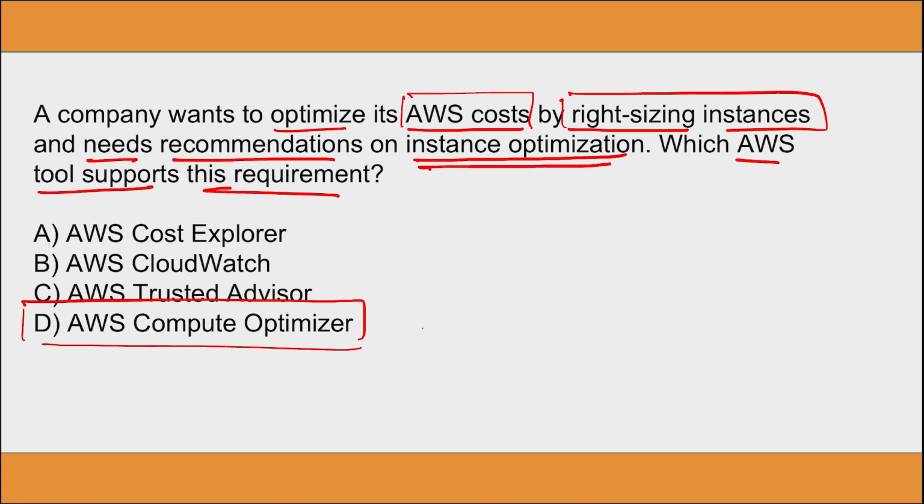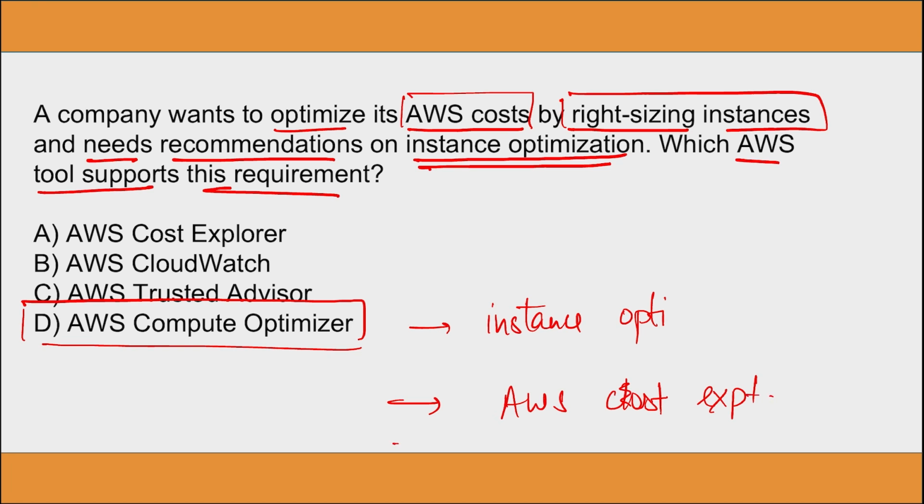This will provide recommendations on instance optimization, right? That is, how can we optimize our instances. This will analyze the resource utilization and provide right sizing suggestions, what are the best ways to use those instances, how many instances will be required. Correct? This will integrate with AWS Cost Explorer for detailed reports, and this will also support your cost optimization. So AWS Compute Optimizer will give us recommendations about instance optimization.